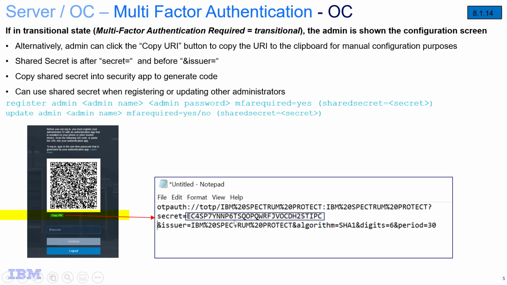If they do choose to copy the URI, down here is what the URI looks like. Most of the desktop security apps are just interested in this shared secret, so you'll enter that shared secret in there. You'll make sure you've specified that this is TOTP, which means it is a time-based generation every 30 seconds and a 6-digit code. This shared secret can also be used to share with an administrator, maybe with the same name on a different Spectrum Protect server.